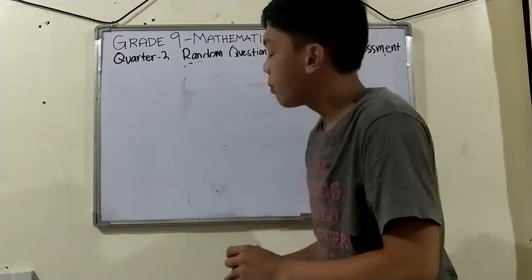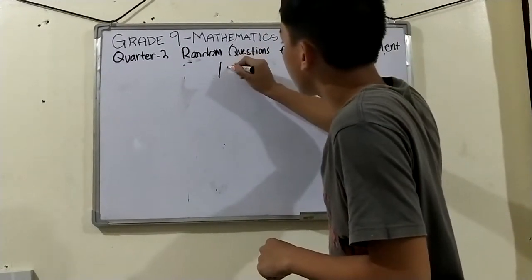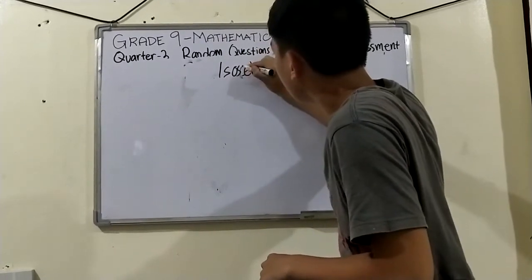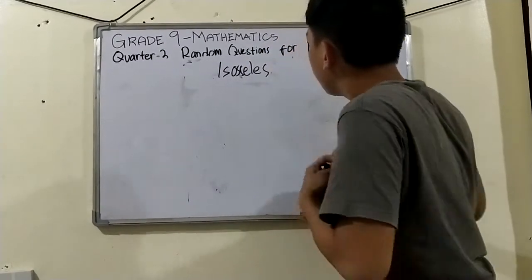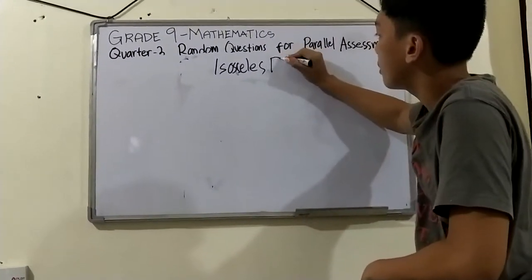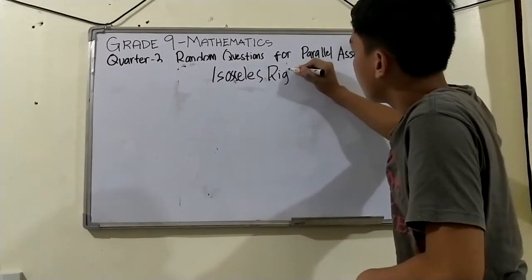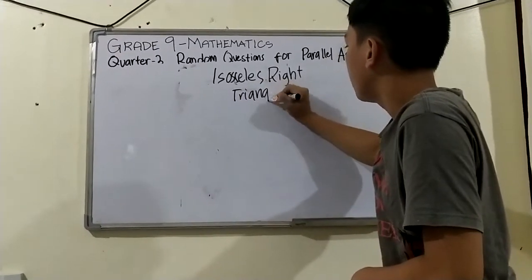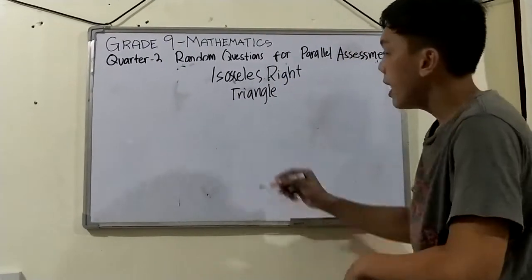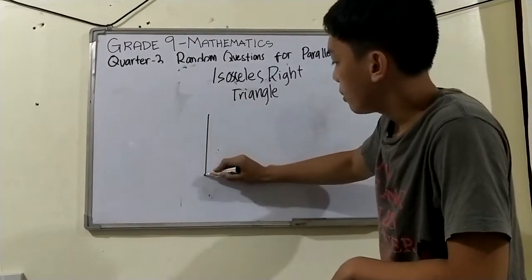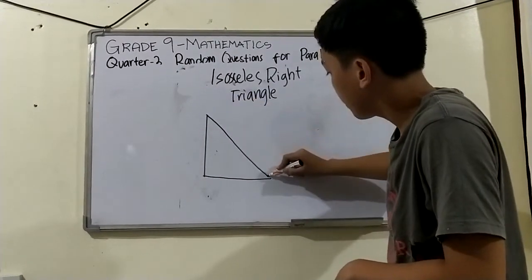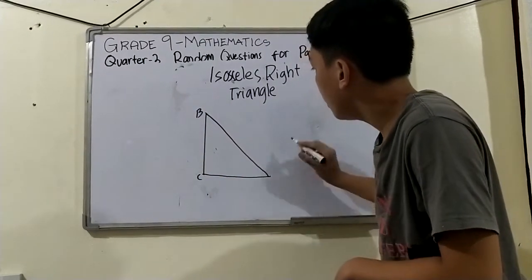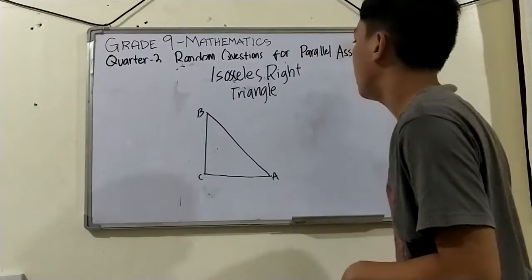So our next random problem is all about the isosceles right triangle. So we have here an example of an isosceles right triangle. So we write B, C, and A. Okay?